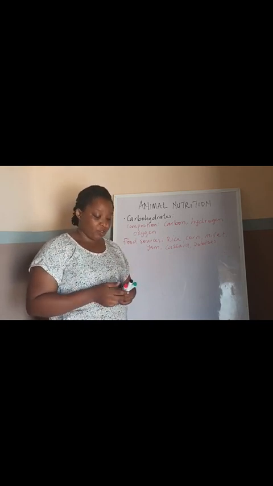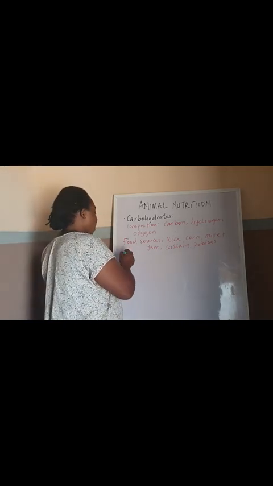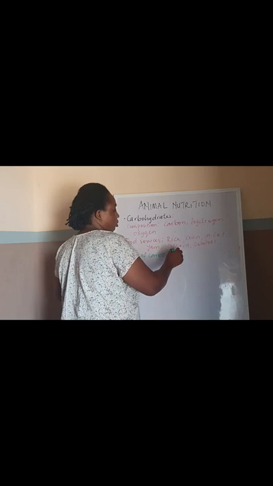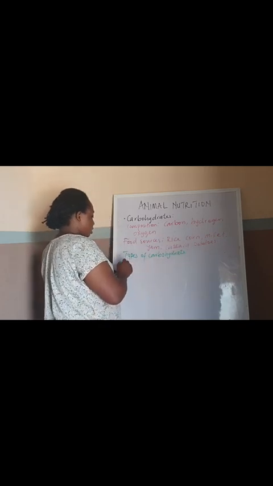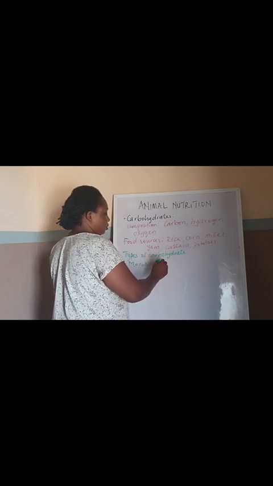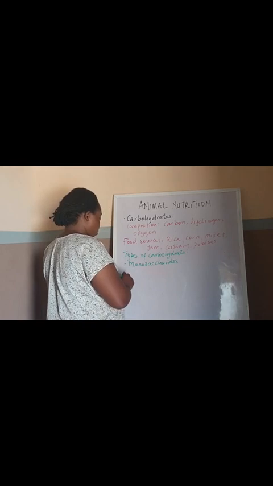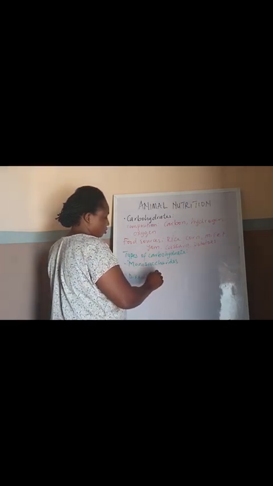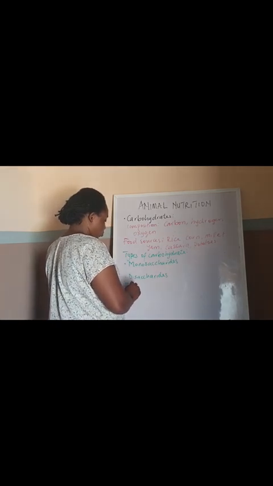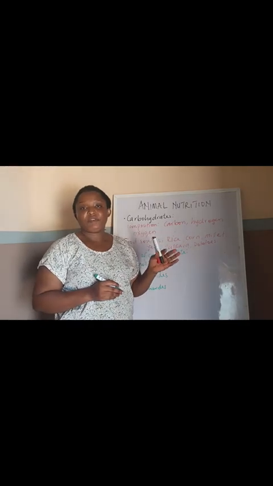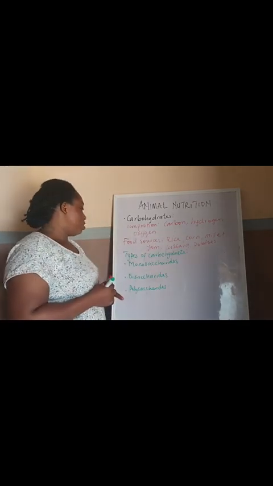Now we have different types of carbohydrates. The first one is monosaccharides. The second one is disaccharides. And the third one is polysaccharides. These are the different types of carbohydrates that we have. Now we're going to be talking about the monosaccharides.